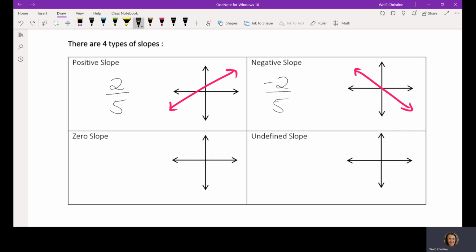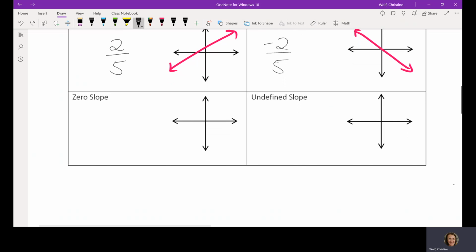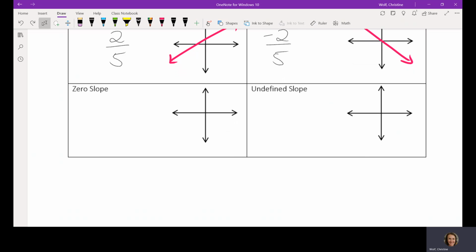Now, the next two, students always confuse these two. Okay, so take really good notes here. A zero slope. If I ever give you a zero slope, it's going to look something like this, for example, 0/4, which means if 0 is on top, my rise is 0. I don't go up or down at all. I stay there and then I move to the right 4.